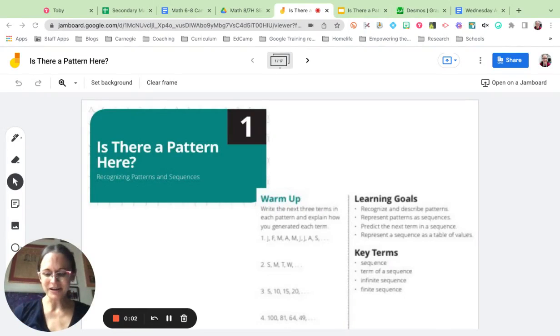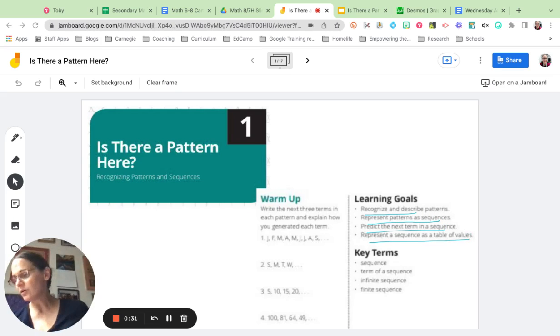Hello, welcome to Algebra. In this session, we're going to be talking about patterns, and in particular, we have a few learning goals that we're working on today. First, we want to be able to recognize and describe patterns. You know what? You can probably already do that. We're going to work on refining that skill a little bit, but I bet you already know a lot about patterns. We will be representing patterns as sequences. We'll be predicting the next term in a sequence and representing a sequence as a table of values.